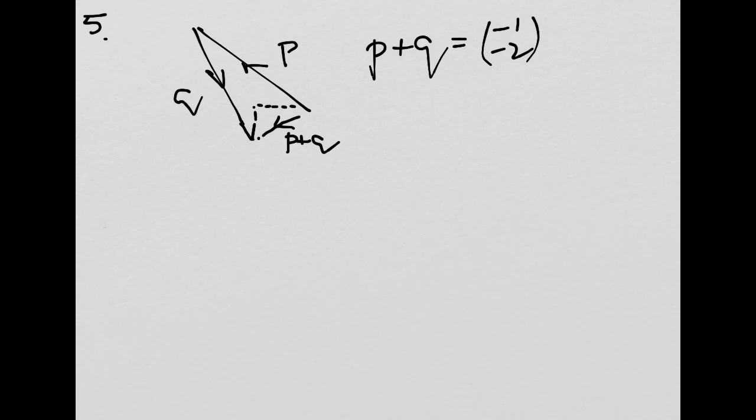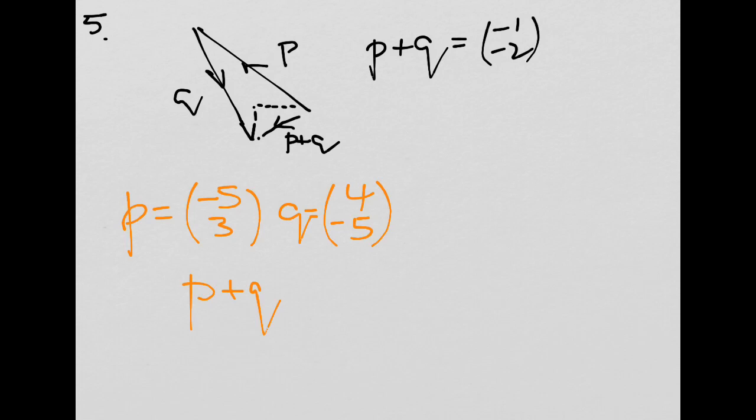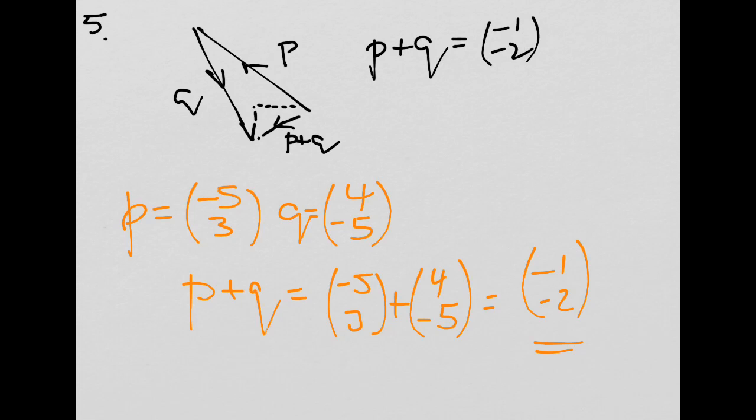That's using the diagrams. If you want to do it purely using numbers, then vector p in the question is 5 to the left and 3 up. Vector q is 4 to the right and then 5 down. And then if I do p add q on these numbers, negative 5, 3, add 4, negative 5, that gives me negative 1, negative 2, which is just exactly the same as what I got from the diagram.